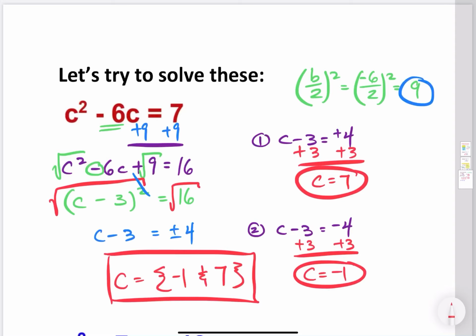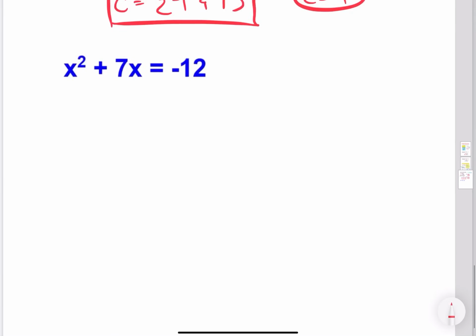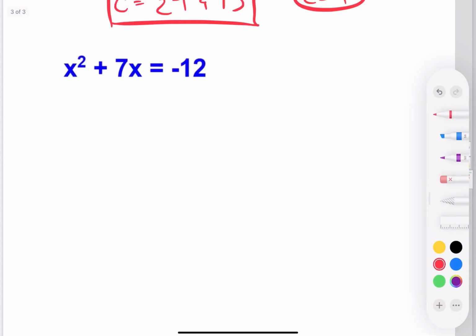All right, so let's go ahead and try one more. Let's take a look at this one. This one's slightly different here, and you'll see why once we start solving it. Once again, we want to isolate our x squared and our x, which it already is. And now we want to go ahead and complete the square.